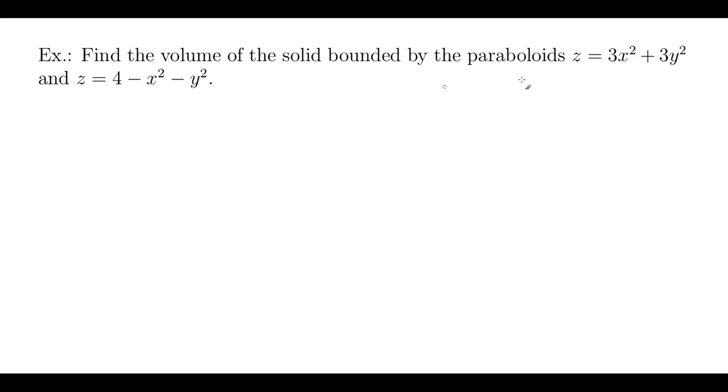So let's first find the intersection. We do that, of course, by equating the two curves. If z equals this and z equals that, and both of those are true at the same time, then 3x squared plus 3y squared is equal to 4 minus x squared minus y squared.